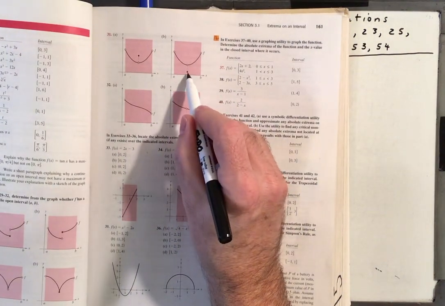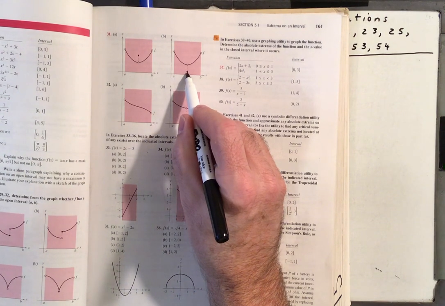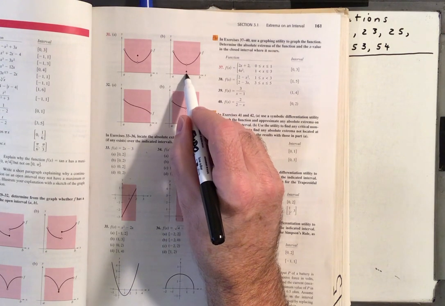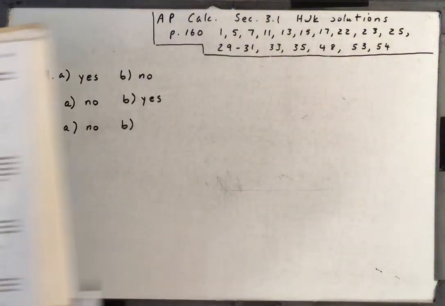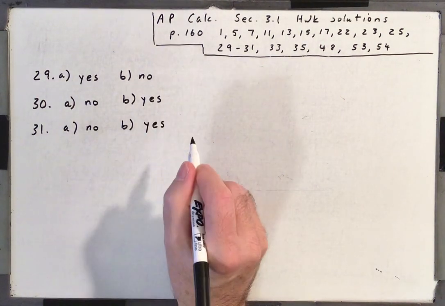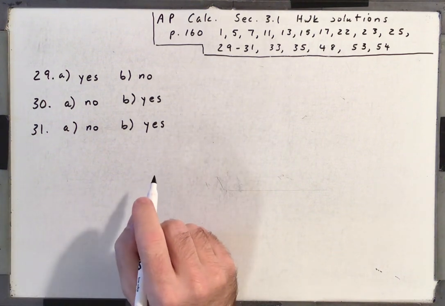31B, though, well, I gave the game away, didn't I? 31B, we have a closed circle beneath the lowest point on the graph. So that is in fact the lowest point, and it's a closed circle. So yes, on that particular depiction, the answer is yes.